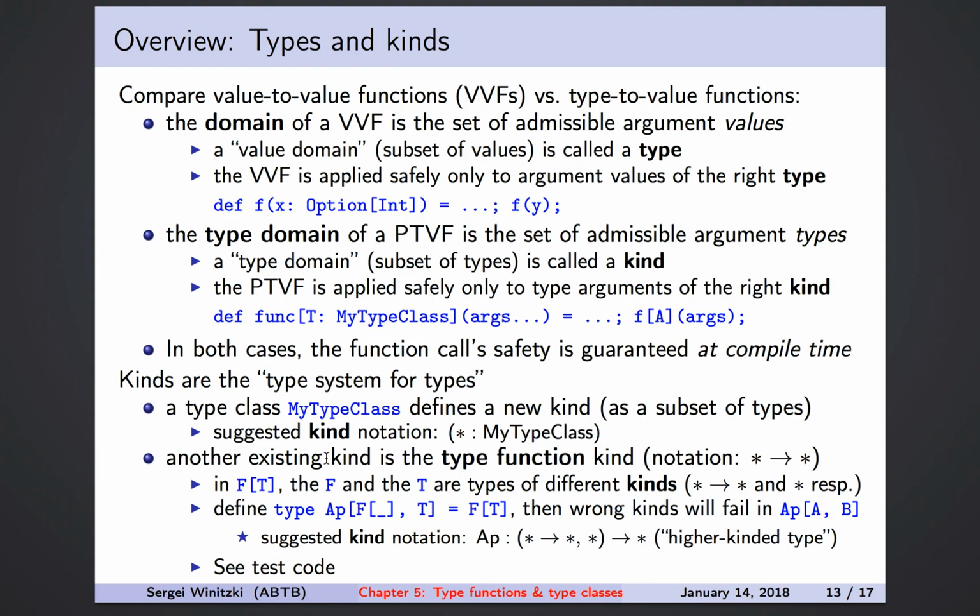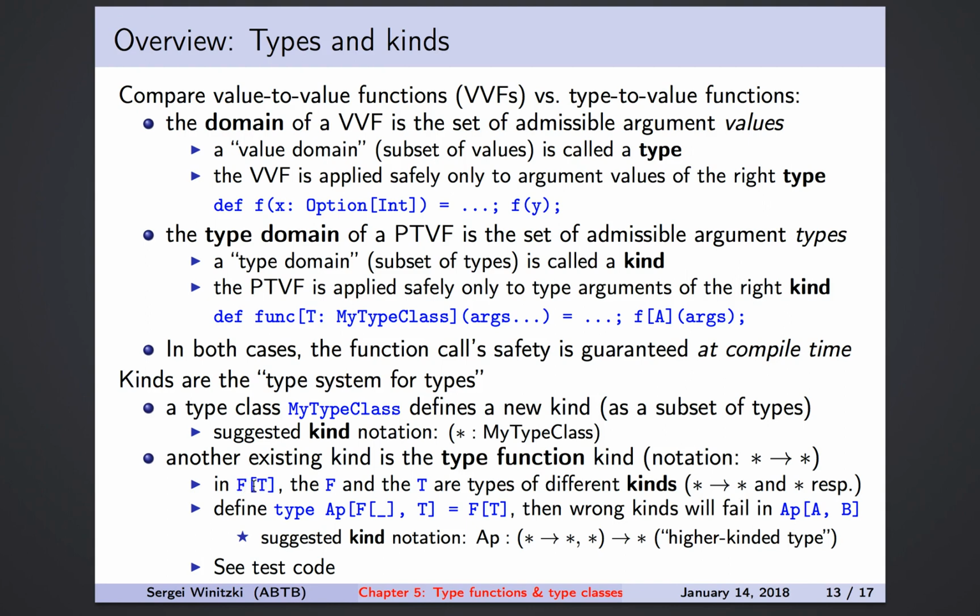Another existing available kind is a type function kind. Notation for that is this. So let's look at an example. Consider this type. In here, f and t are types of different kinds. F is a type constructor, t is a type, basic type, not a type constructor.